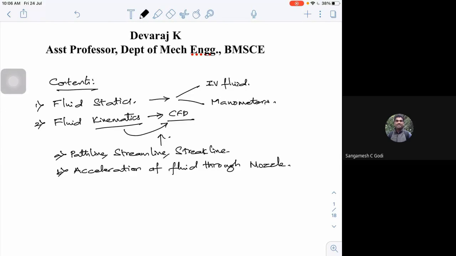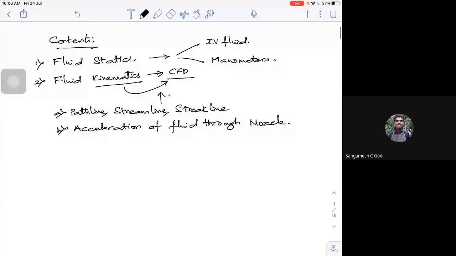I'll be going through the problem statement, and I have already attached the MATLAB code which people can run. When I switch over to the demo session, whatever code I am running, I will copy and paste in the chat box so people can try. Okay. So coming to fluid statics.